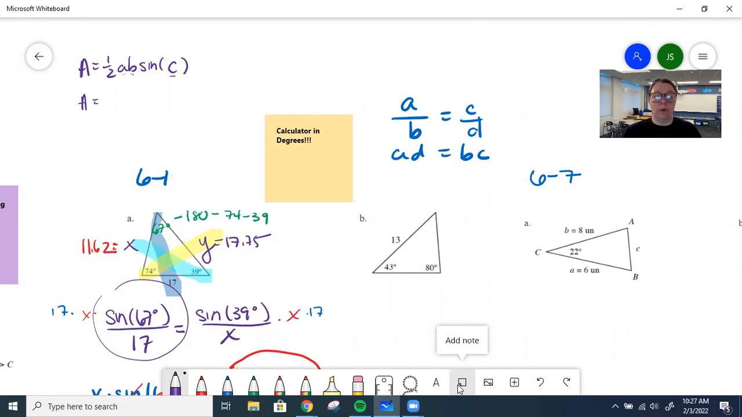All right, so I think I'm going to use the 74. The sides that make up the 74 are the 11.62 and the 17, and then times the sine of 74. Again, just put that whole thing into your calculator.